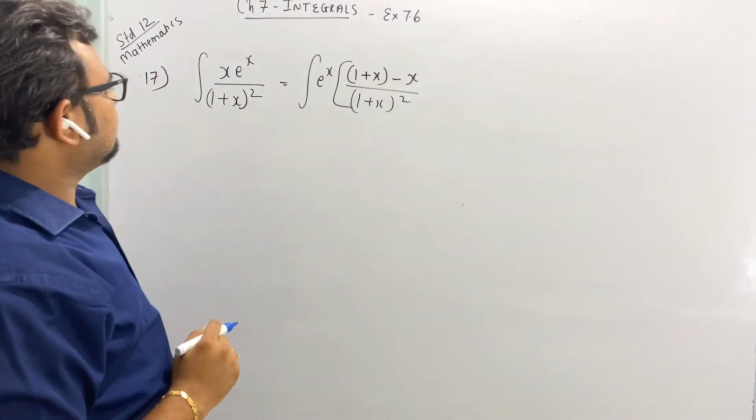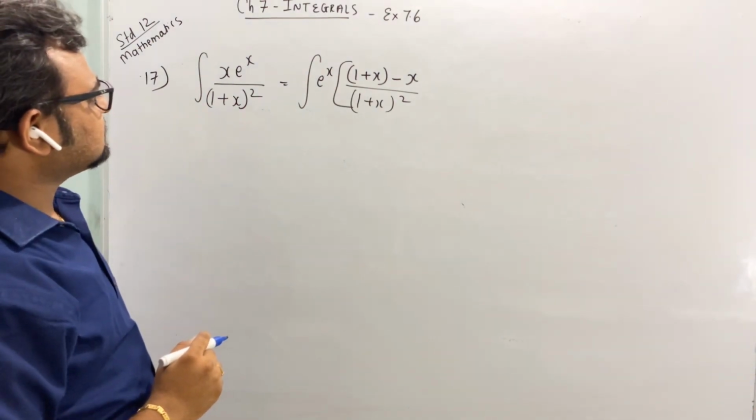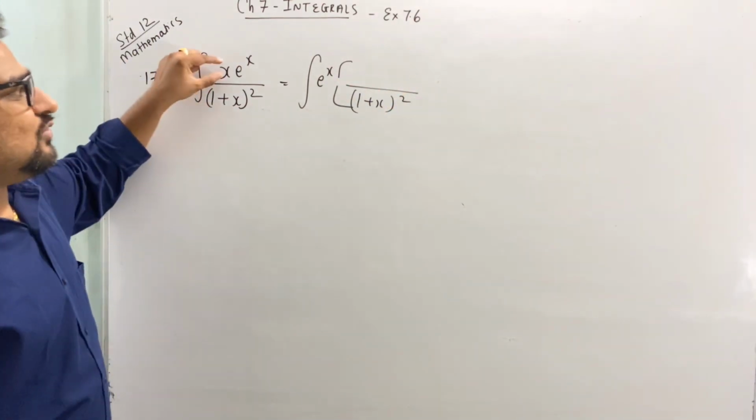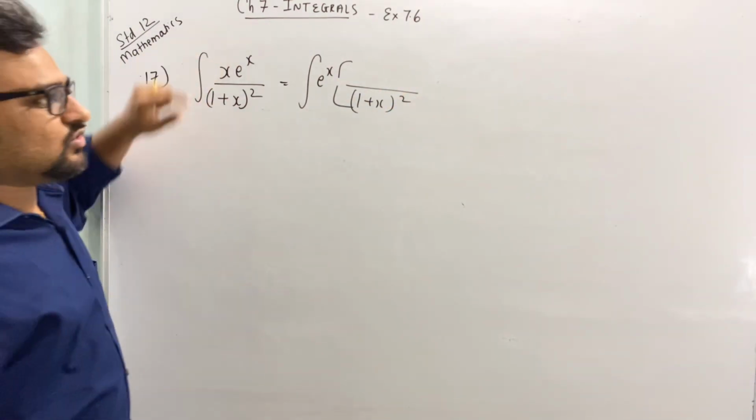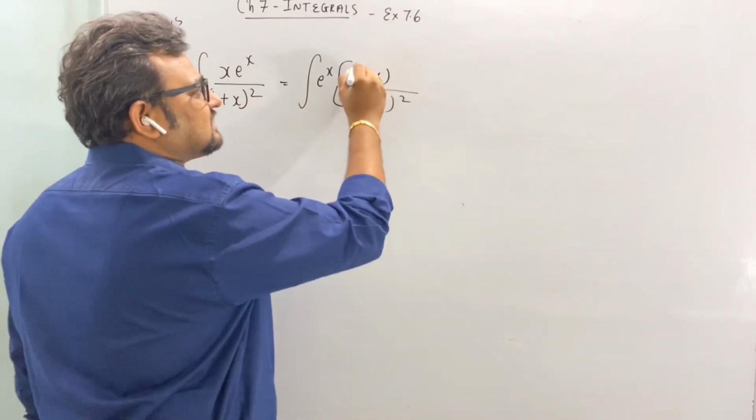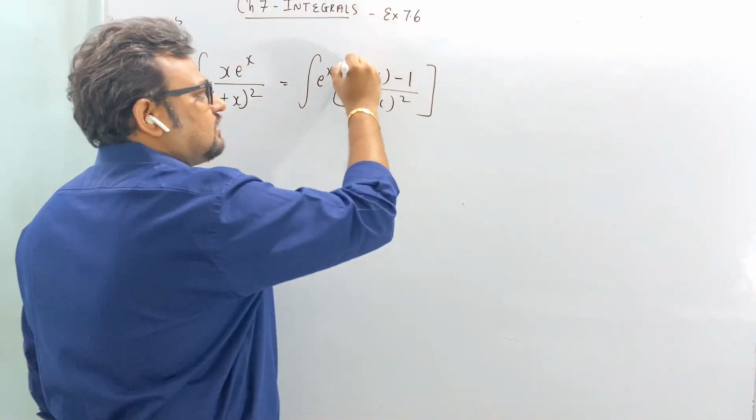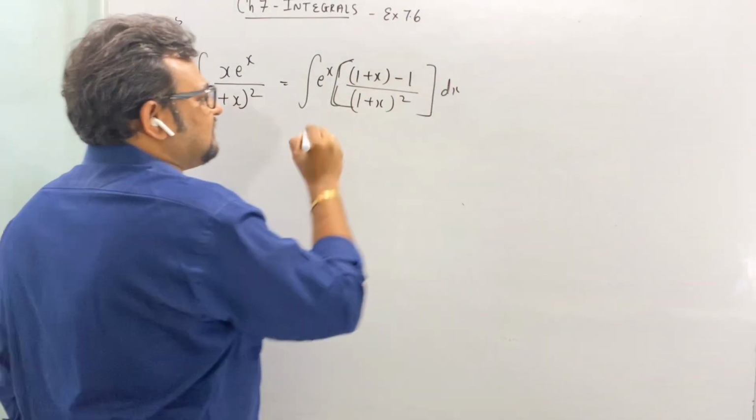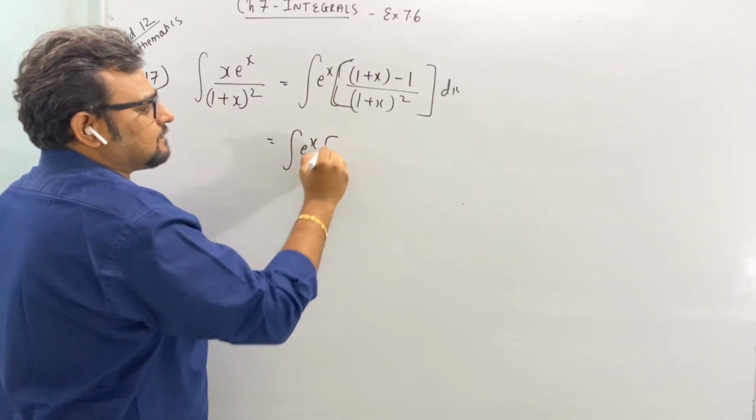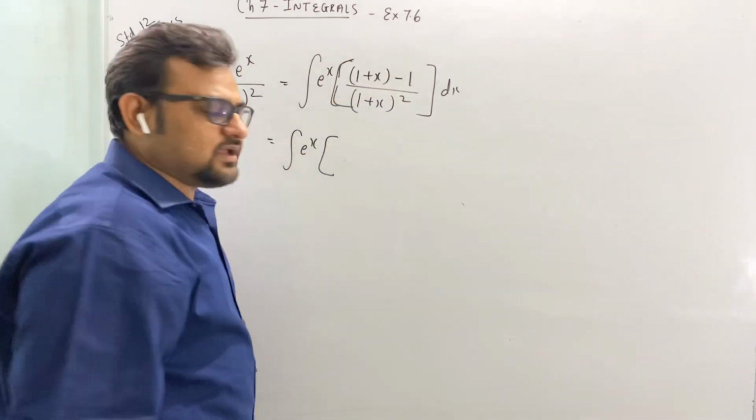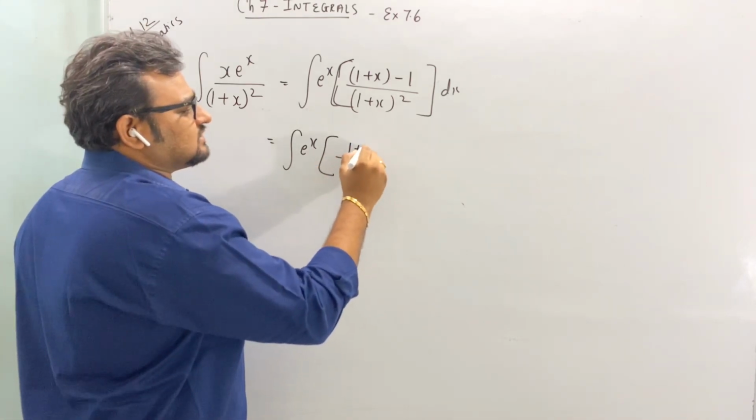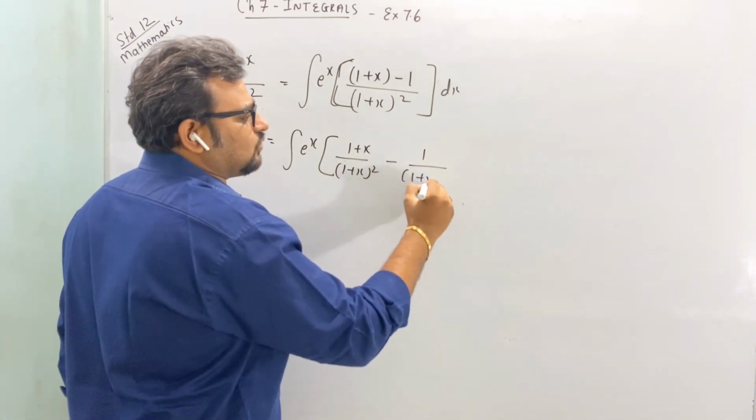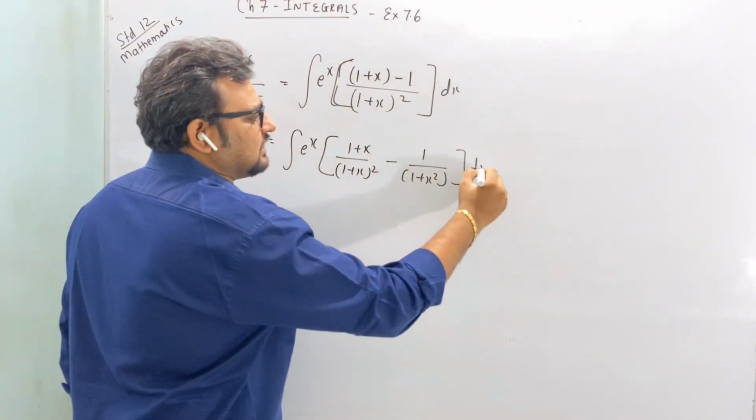Sorry, this will not do. Since we are only given x, so 1 plus x minus 1. I had added 1, subtracted 1. Clear? So now I will split it. It will be (1 plus x) upon (1 plus x) square minus 1 upon (1 plus x) whole square dx.